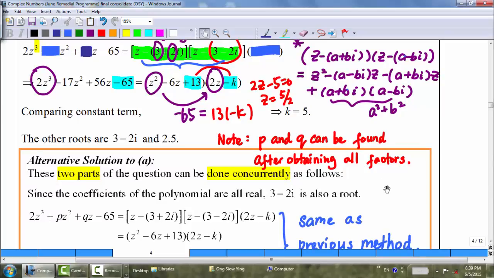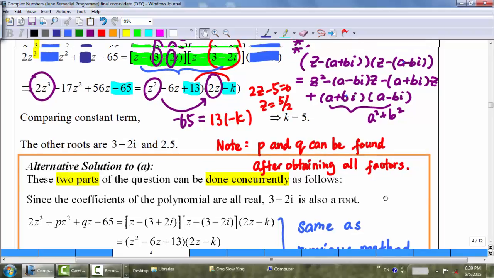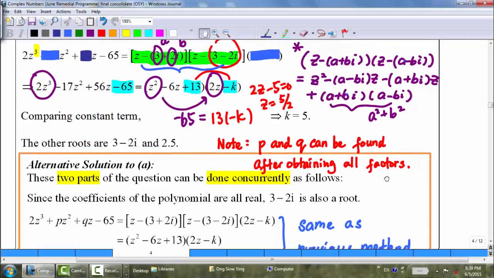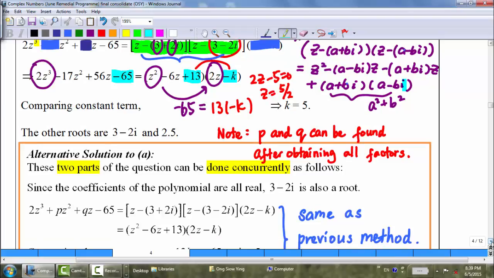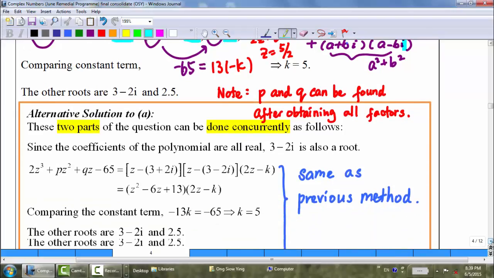Okay. So imagine we have not found our p and q. What could we do first? From the previous solution, you notice that you can just find all the factors first. In this case, p is not known, q is not known. Now, without finding p and q, this is what we have worked out.